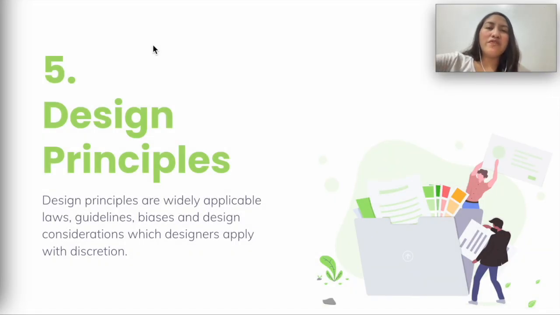So now let's proceed to the fifth topic, which is the design principles. When you say design principles, these are widely applicable laws, guidelines, biases, and design considerations which designers apply with discretion. Again, HCI or human-computer interaction is primarily involved in cognitive ergonomics. And in order for a designer to apply cognitive ergonomics in the user interface, we have the so-called design principles.